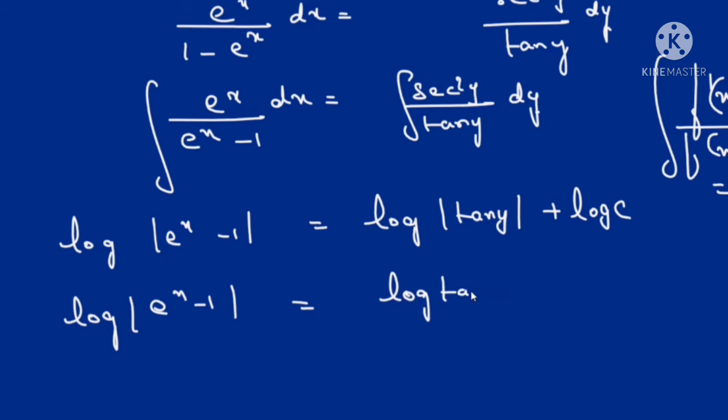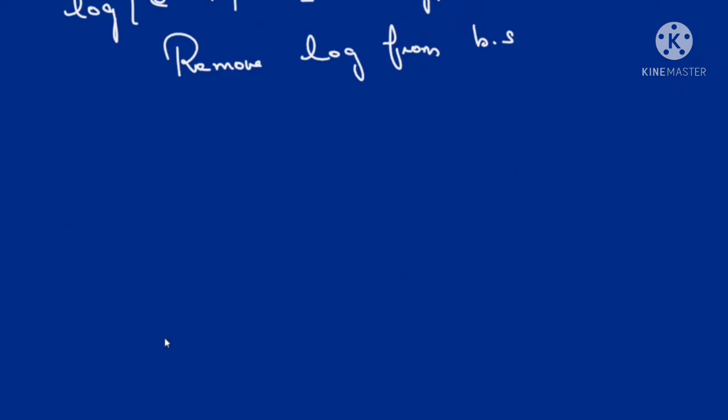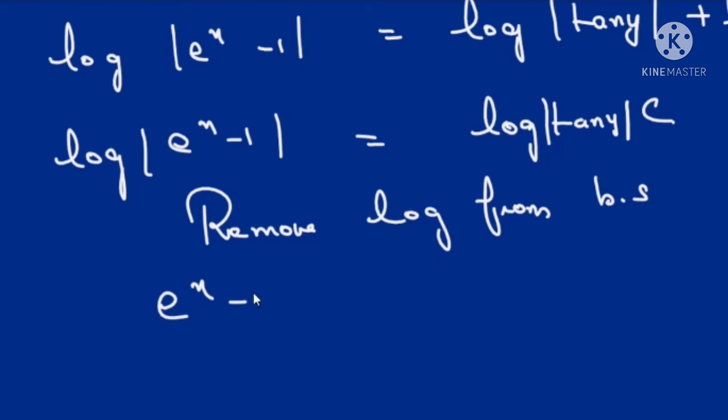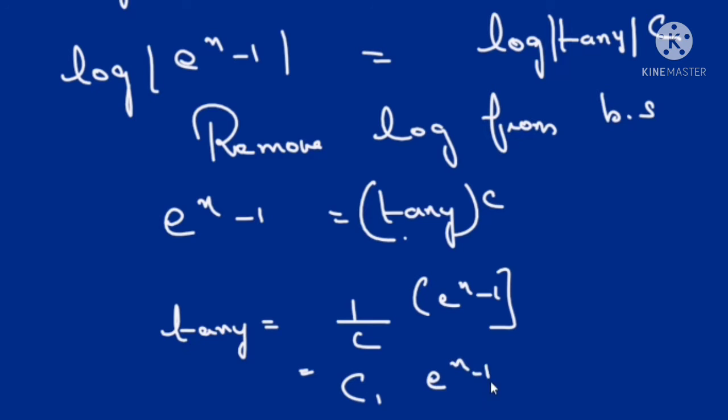Log tan y, product rule: log a plus log b is log ab, into c. Now remove log from both the sides. So we get now e power x minus 1. You can remove the modulus sign now. Is tan y into the constant c. Tan y is equal to, both are same, okay, you can write as c1 e power x minus 1.